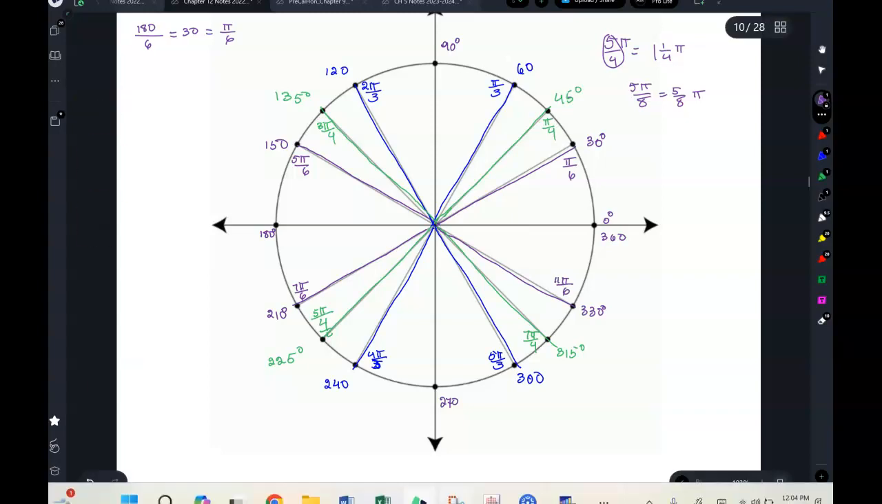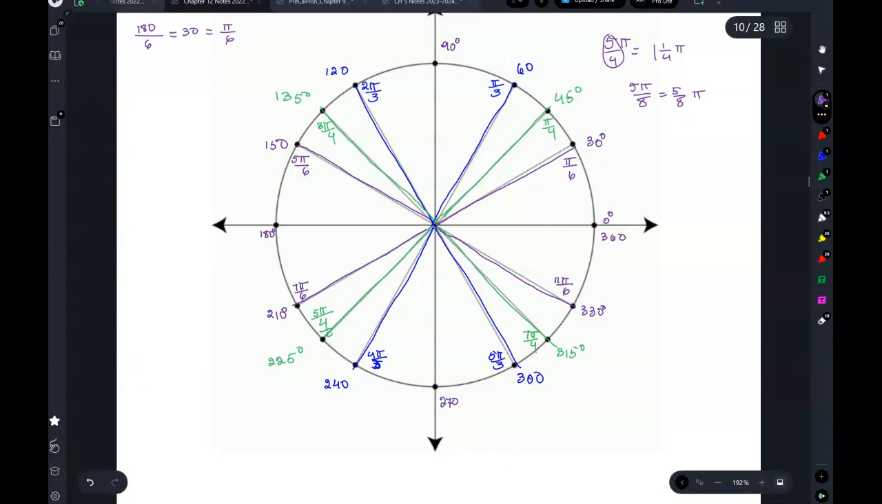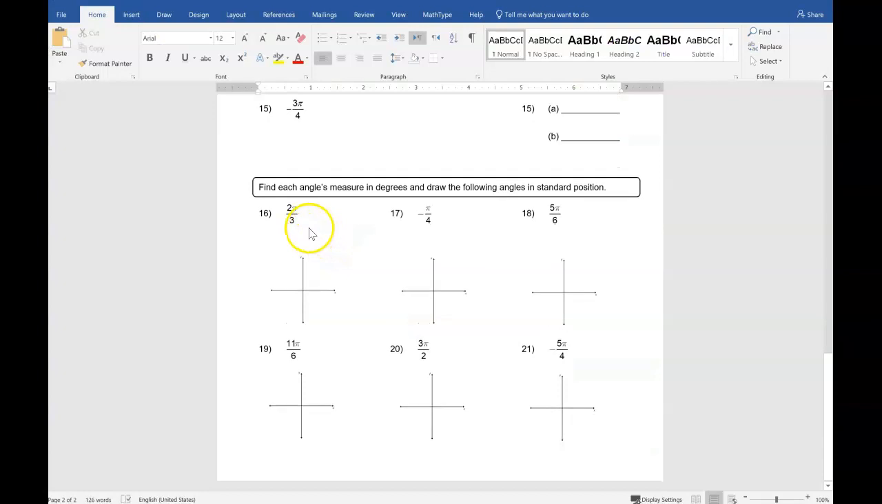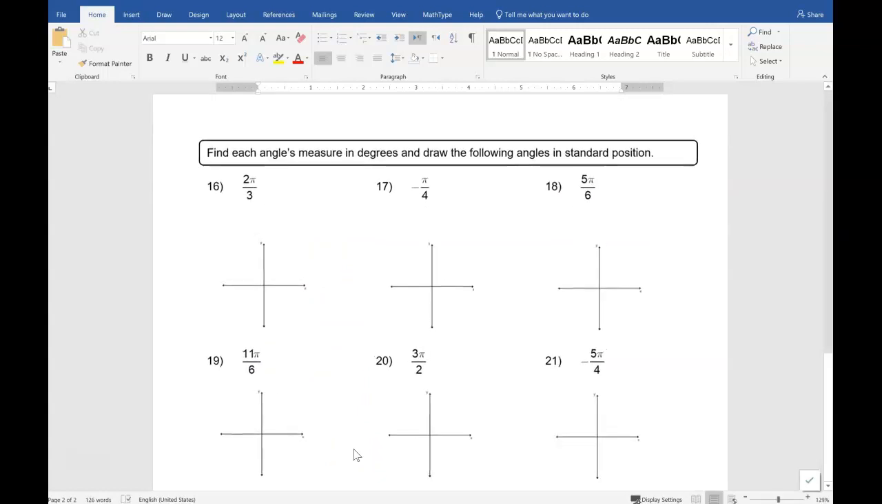So now what we're going to do is the following. Go ahead and take out your homework that was for today. Okay, we're going to draw these in standard position, from 16 to 21.